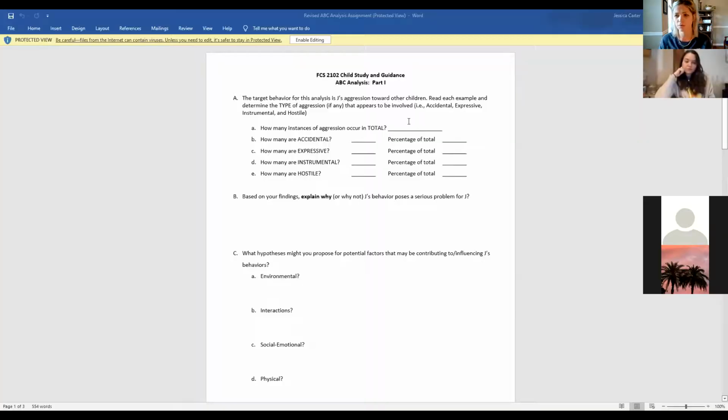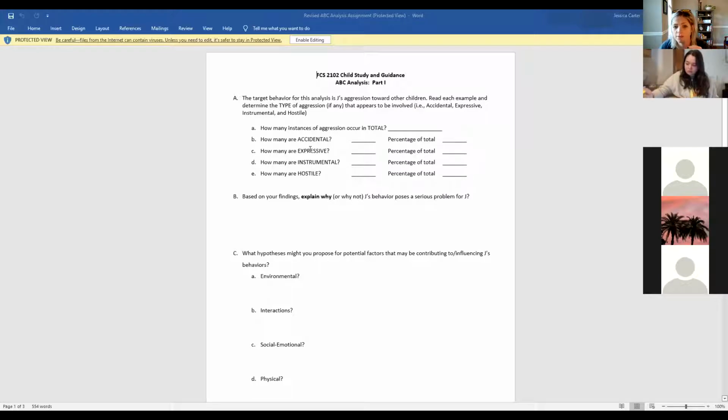I'm sharing now. You should be able to see the ABC analysis document. The first step is combing through that PDF file and identifying, and today we're going to talk about accidental, expressive, instrumental, and hostile aggression, those different types of aggression. You're going to comb through and figure out what is what. Hannah, this is due March 27th. We're going to spend this week and next week covering this topic in depth, and you should have what you need to get it completed by then.